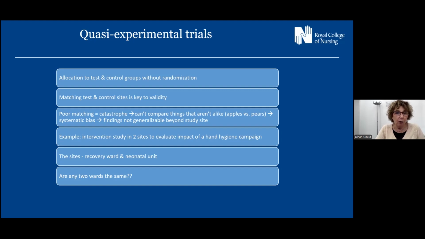And so these studies are never going to produce generalizable findings. We don't have all that many very good examples of quasi-experimental trials in the literature because people don't tend to do them very much these days. But one of them was done by Elaine Larson in the States some years ago, and she introduced a hand hygiene campaign on a recovery ward, an anaesthetic ward, in a surgical unit and a neonatal unit. The one unit acted as a control, the other got the hand hygiene campaign, and then she tried to compare the outcomes from both of the units.